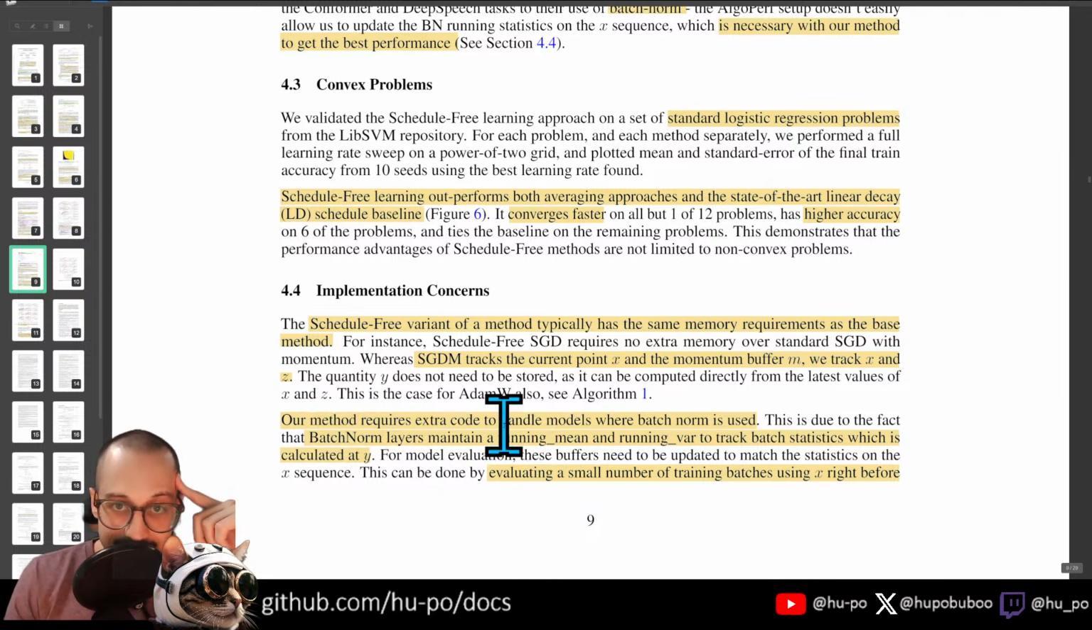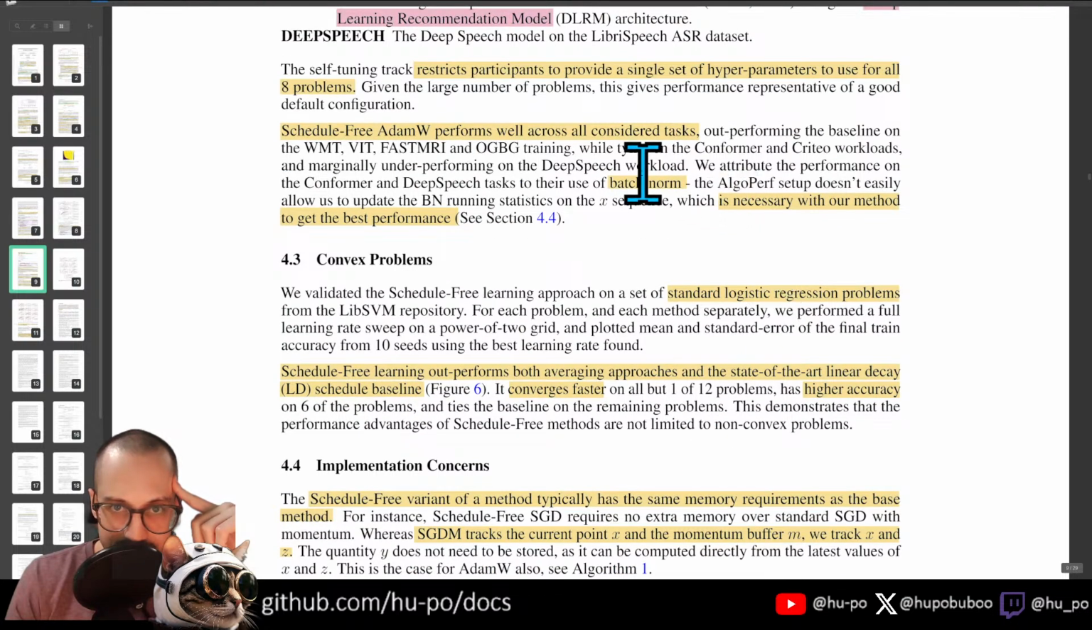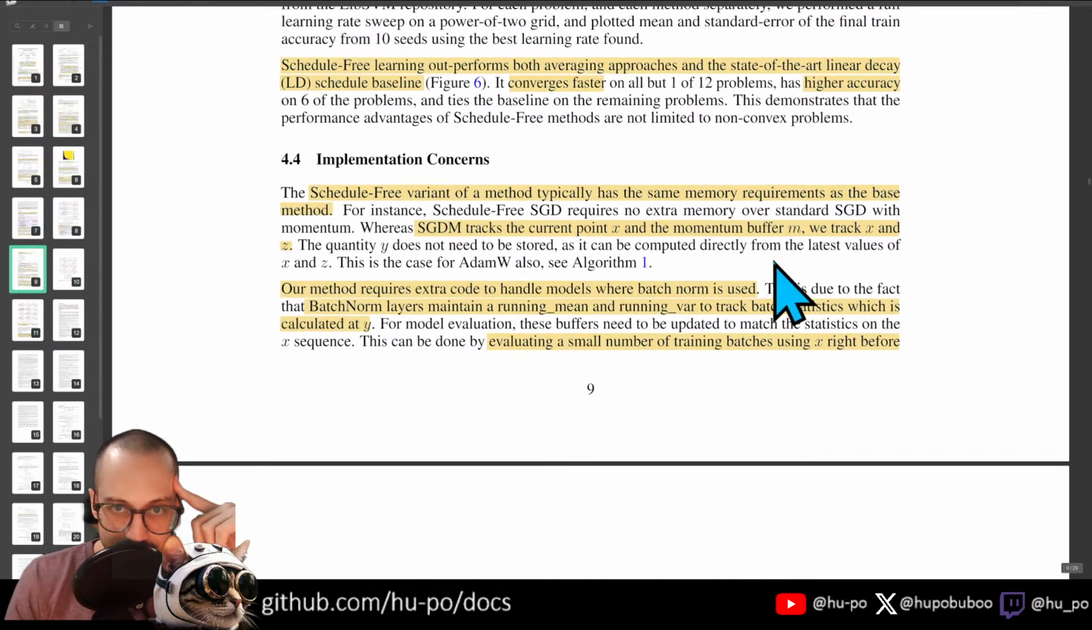Our method requires extra code to handle models where batch norm is used. And this is kind of a red flag, because you say that batch norm is necessary. Okay, and now you have to use extra code because batch norm layers maintain a running mean and a running var, so mean and variance, right? Your normalization, you need to keep track of the mean and the variance. So now this is extra memory that you have to put in your computer if you're using batch norm.